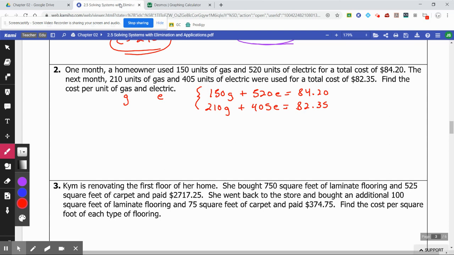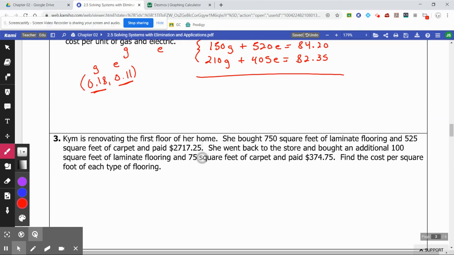So let me write that down. My solution is 0.18, 0.11, to where that is my X and Y, which in my problem was G and E. So gas cost 18 cents per unit, electric cost 11 cents per unit. So anytime you're left with an ugly equation like this, graphing is an option if you use Desmos. Okay, number 3.